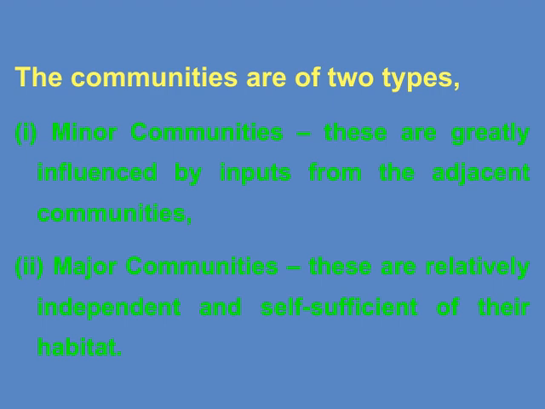Then, on the other hand, we have the major communities. These are more self-sufficient and tend to operate independently of their habitat. They have a certain level of resilience and stability, which allows them to sustain themselves without as much external influence. Understanding this distinction is crucial, because it helps us see how different communities interact and adapt within their environment. It also highlights the importance of supporting the more dependent communities and recognizing the strengths of the major ones as part of the overall ecosystem.